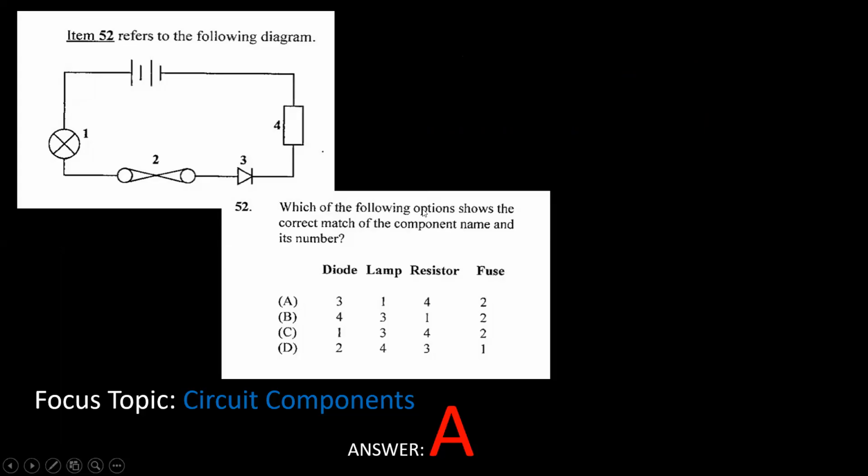52, which of the following options shows the correct match for the component name? The thing about this question is that once you know any of the symbols, you will get your answer. So if you know that 1 is the lamp, you look for which answer has 1 as the lamp, and that is A. The answer is A.